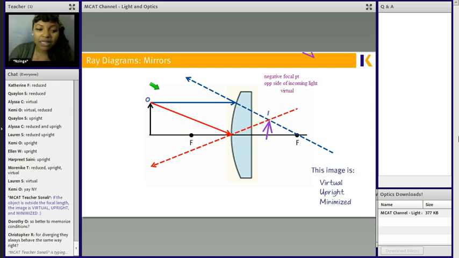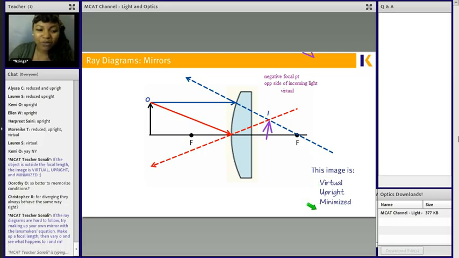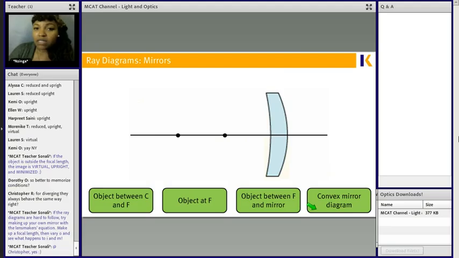And yes, Dorothy, always memorize the conditions. Yes. So memorize that when it comes to this convex mirror, you're always going to get a virtual, upright, and minimized image. And yes, they always behave the same way. Good.